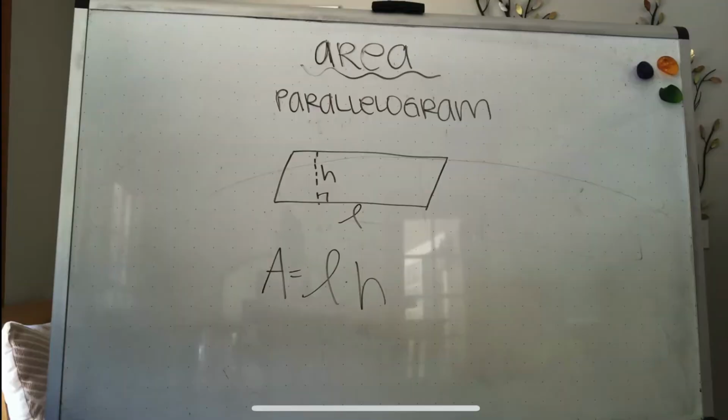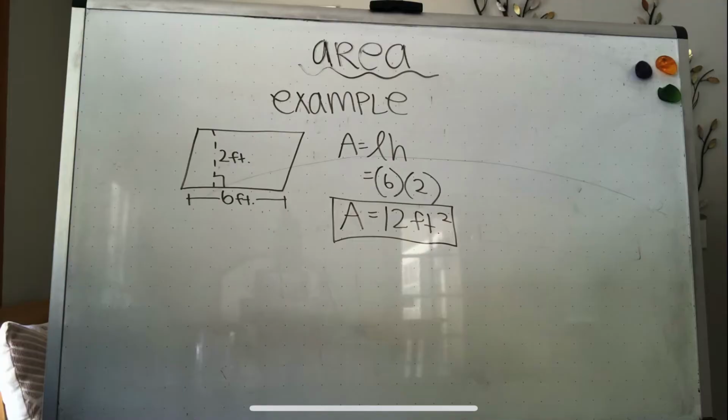Next we have the area of a parallelogram. As shown in the picture that I drew, the height has to be drawn separately from the actual shape. It's a straight line down because the parallelogram's sides are diagonal, so they wouldn't work for the height. The example for the area of a parallelogram is the height is 2 feet and the length is 6 feet. So if you plug it into the formula, 2 times 6 is 12 feet squared.